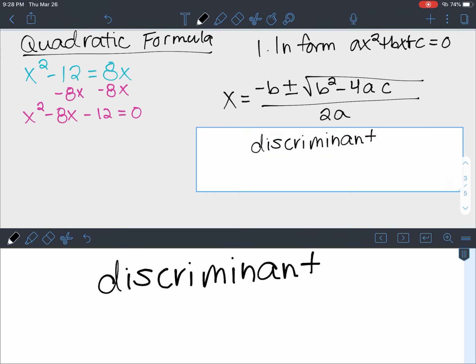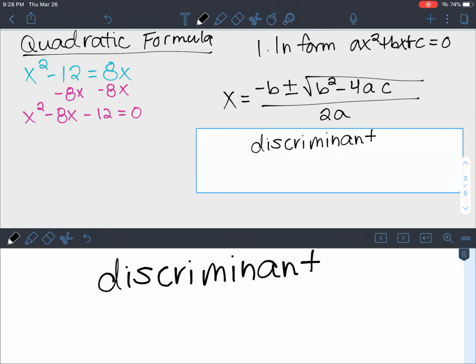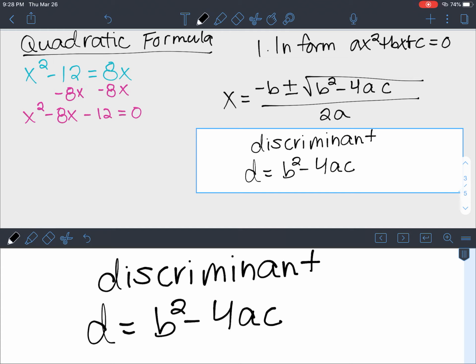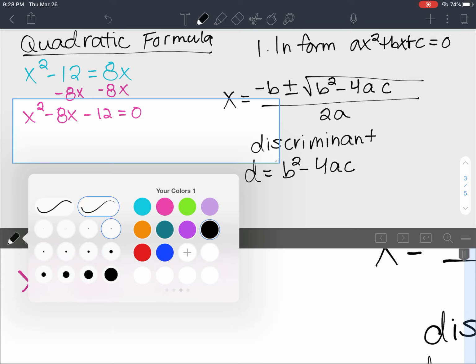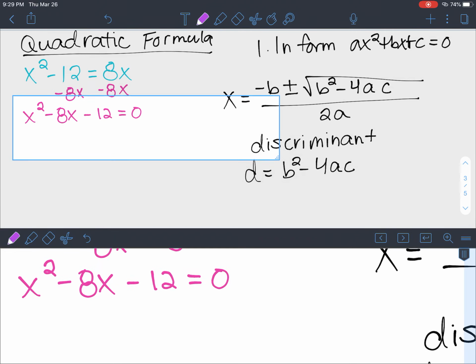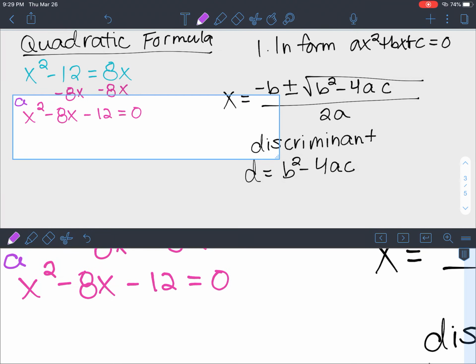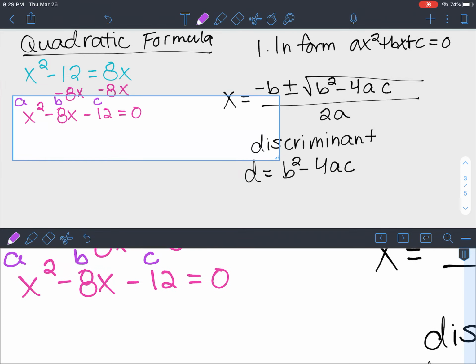And the discriminant told us how many solutions we were going to have, and what kind. So when we did this, our discriminant equaled b squared minus 4ac. Just for the practice, I'm going to do the discriminant as well as the quadratic formula. When we do the discriminant, we have to identify our a, b, and c. Our a here is 1, our b is negative 8, and our c is negative 12. When we plug these into our discriminant, those are the numbers that we're going to use.